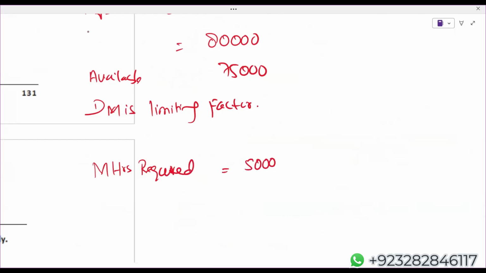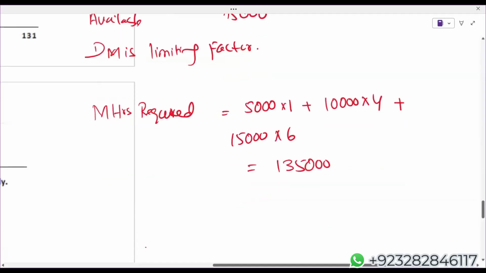1 unit of natural needs 1 machine hour. 1 unit of fruity needs 4 machine hours, and 1 unit of luxury needs 6 machine hours, which means that, let's see, the required is 1,35,000 and available is 140. So you can see that machine hour is not your limiting factor in month 1. And right now we are working for month 1. Available is 140.